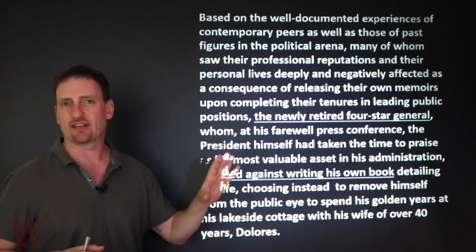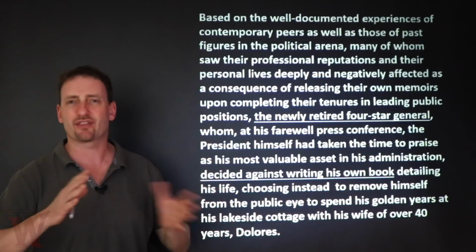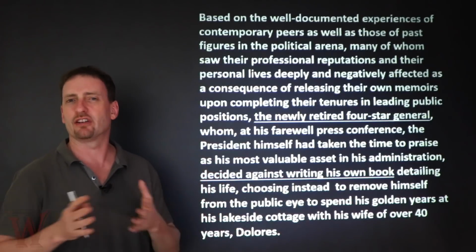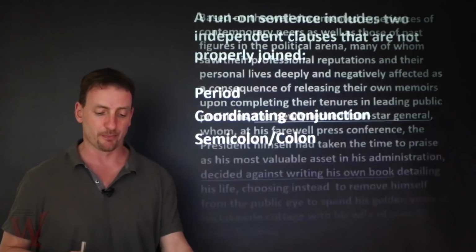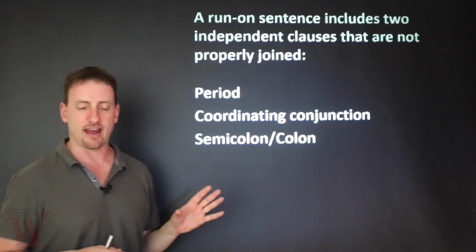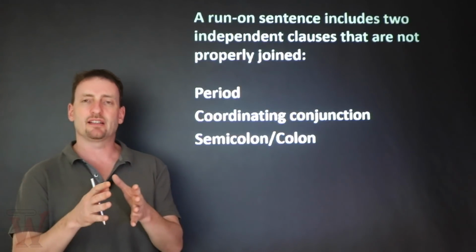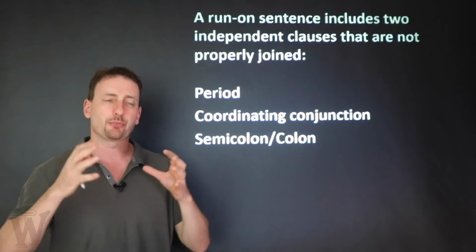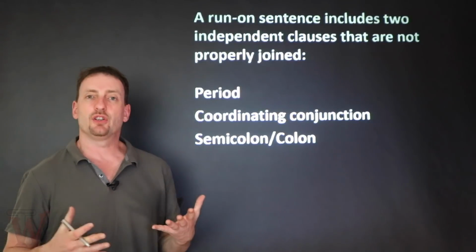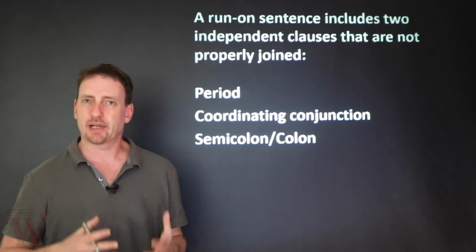So one thing you have to remember, length of the sentence has nothing to do with whether it's run-on or whether it's a sentence fragment, which will be a video coming soon. So what is a run-on sentence? Basically, it's when you have two independent clauses that are not properly joined. So how do you properly join two independent clauses?